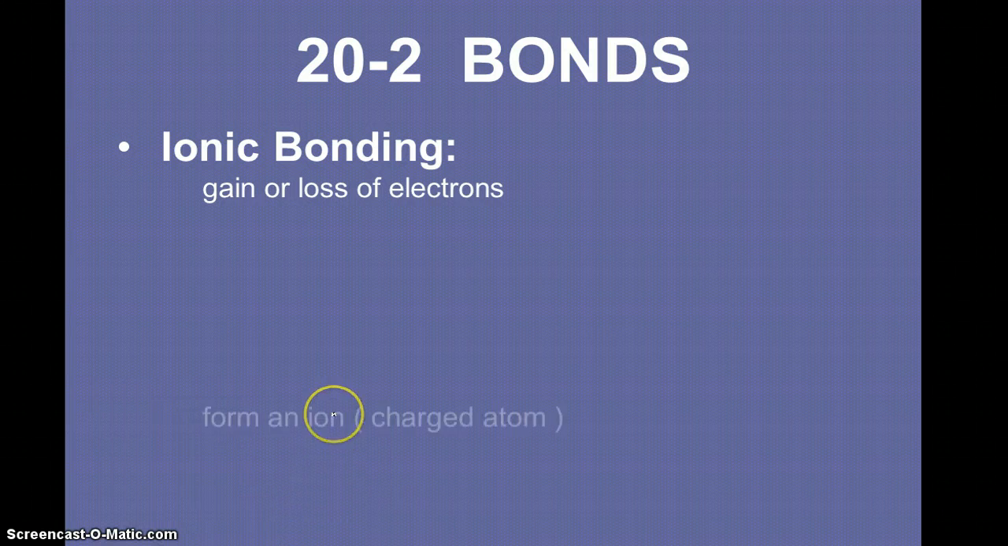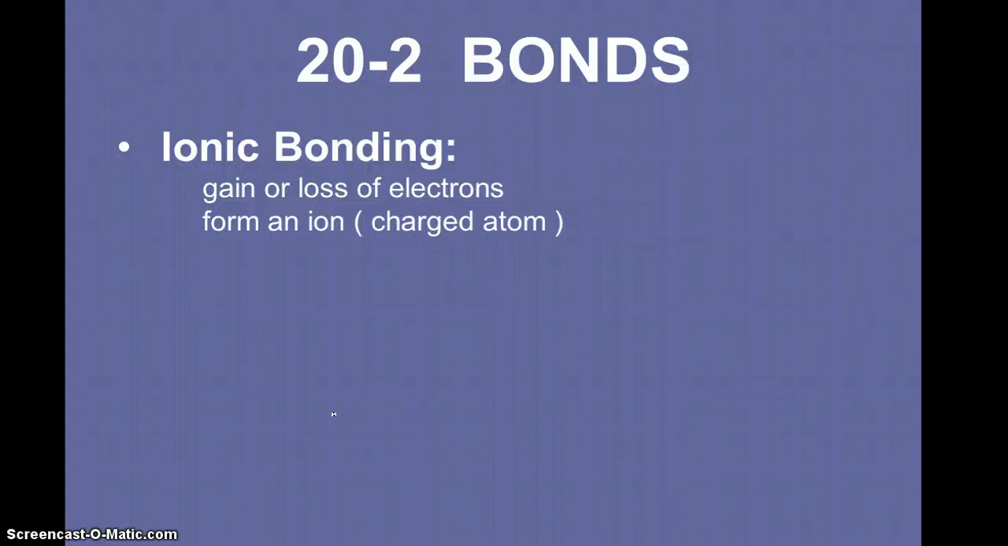So ionic bonds gain or lose electrons. They form what we call an ion, which are charged atoms here.